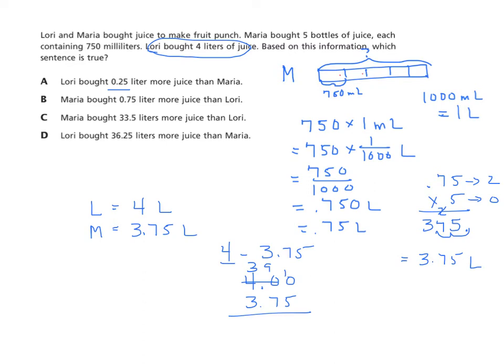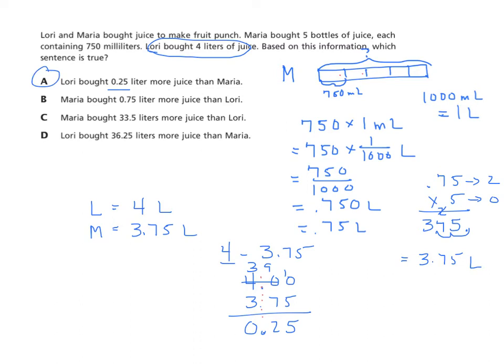You could also regroup step by step. I taught my class to do it this way. 10 minus 5 is 5. 9 minus 7 is 2. We line up those decimals. So my decimal belongs right here, and 3 minus 3 is 0. And indeed, there is our answer.